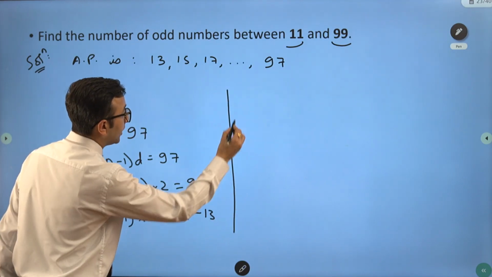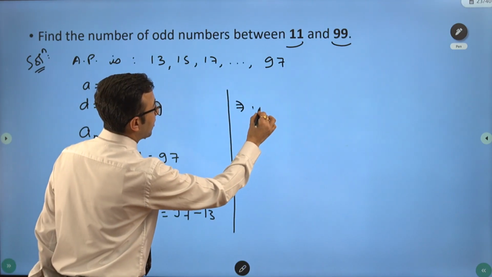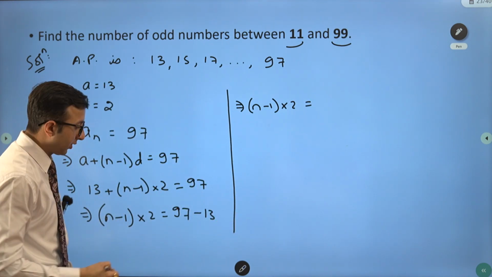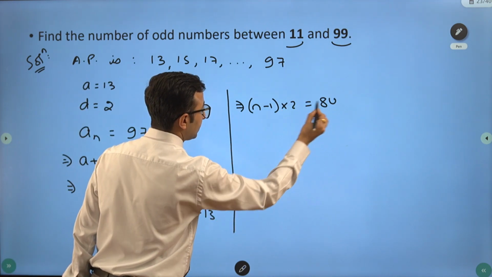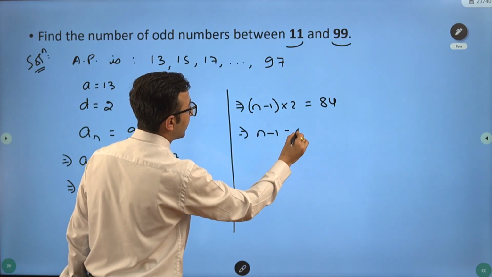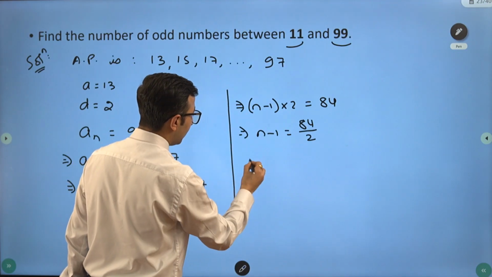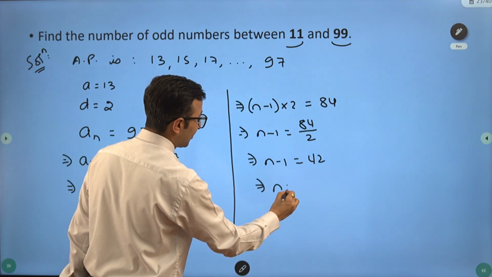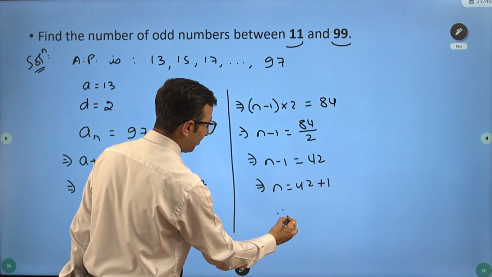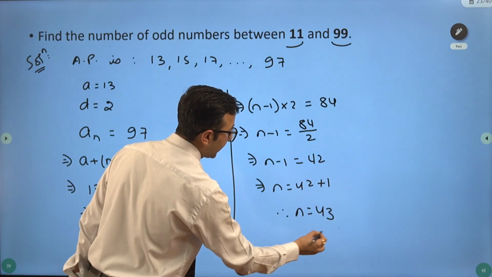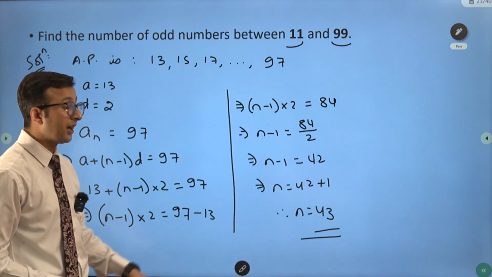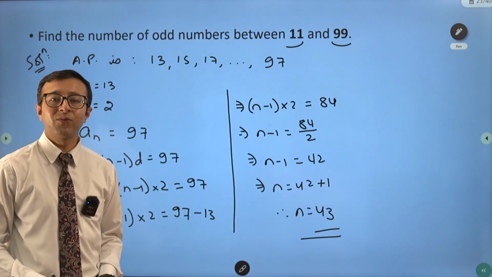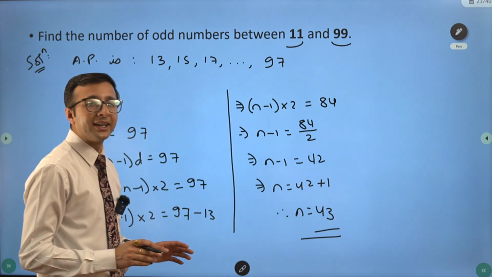We solve here: (n minus 1) into 2 equals 97 minus 13, which is 84. So n minus 1 equals 84 divided by 2. It implies n minus 1 equals 42, which implies n equals 42 plus 1. Therefore, n equals 43. At the end, you have to write the conclusion: how many odd numbers are there between 11 and 99? There are 43 odd numbers between 11 and 99.